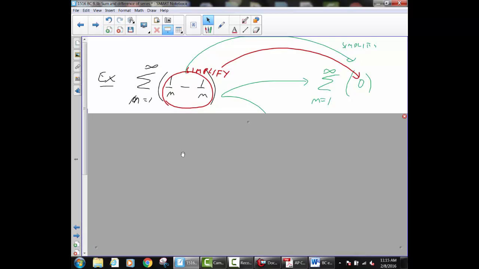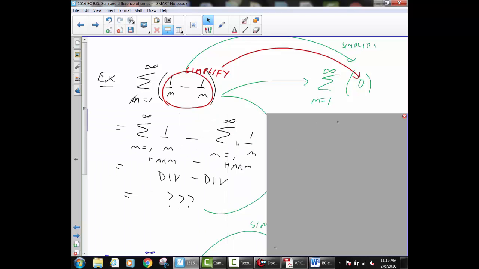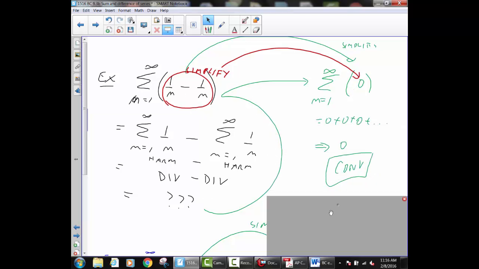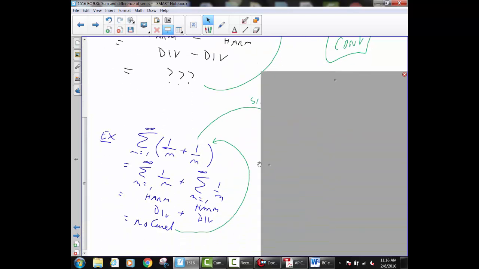Let's have a look at another example. 1 over n minus 1 over n. If I was to split it up, the problem is that they're both divergent. And when they're both divergent, sum or difference, there's no conclusion. If that's the case, then what you should do is you should actually simplify the expression, which in this case becomes 0. And you find out in this case it converges.